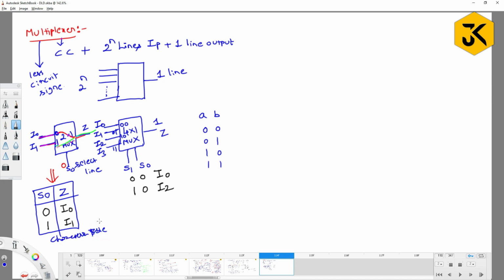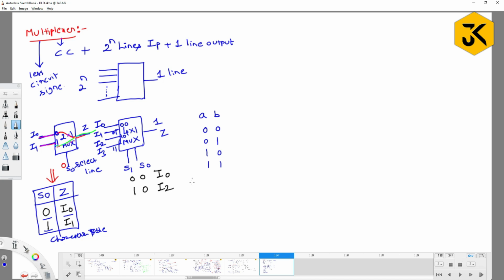Why am I going to call it a characteristic table? Because it simply defines the characteristics of the multiplexer, meaning for what inputs, how it is going to behave. If I give the input as 0, it is going to produce I0 as output. If I give 1 as input, it is going to produce I1 as output. That's why it's called a characteristic table.